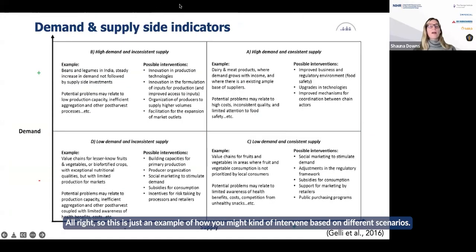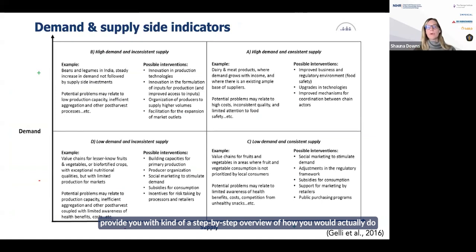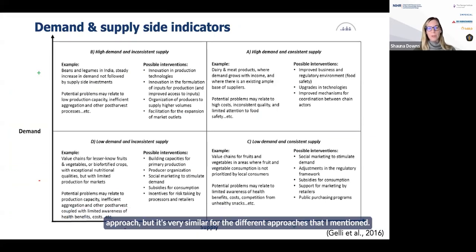All right, so this is just an example of how you might intervene based on different scenarios. And then once I go through this, I'll provide you with a step-by-step overview of how you would actually do food supply chain analysis. I'll talk about it from the consumption-oriented food supply chain analysis approach, but it's very similar for the different approaches that I mentioned.